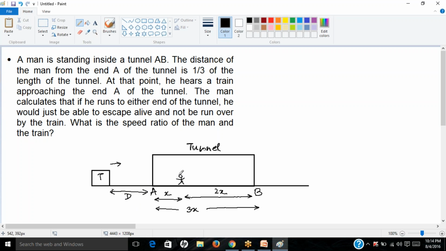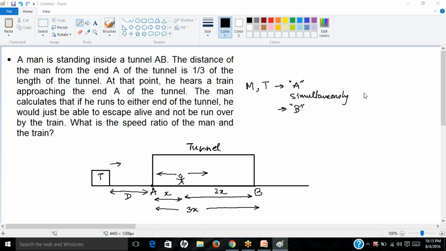Now what does the man calculate? This is important. If the man runs to this end, the train will just reach this point. That means we know that the man and the train will reach point A simultaneously. In the same way, if he runs towards this end, B, then the man and the train will reach point B also simultaneously. This is what we know.